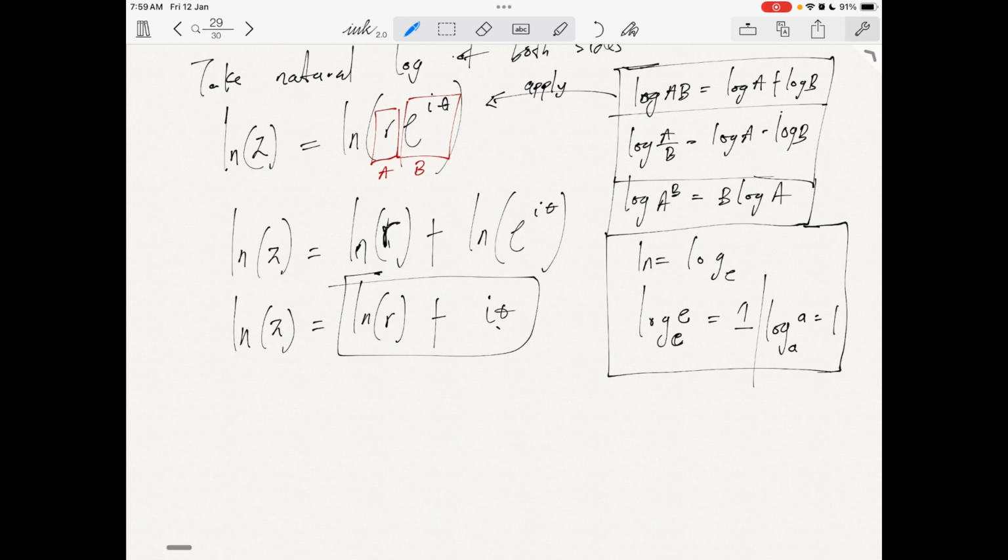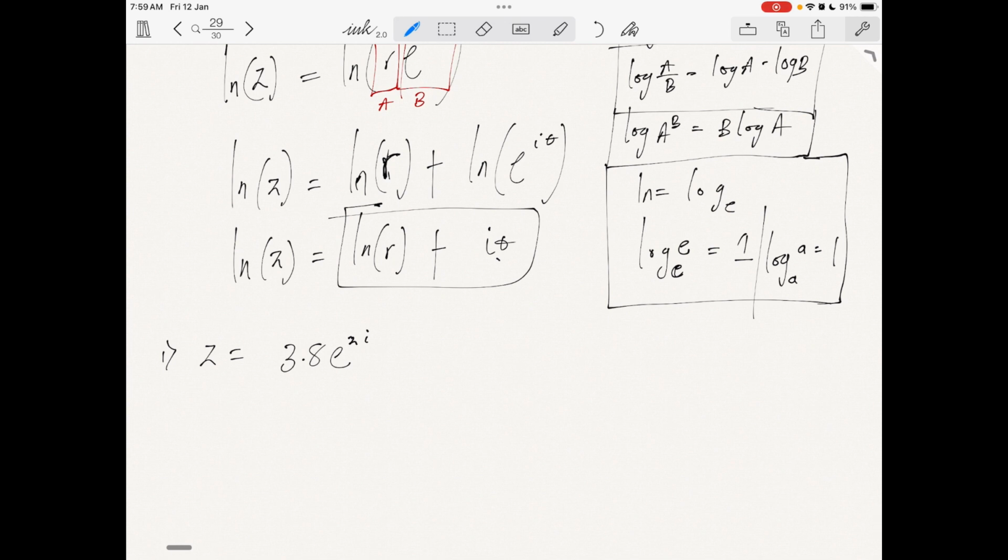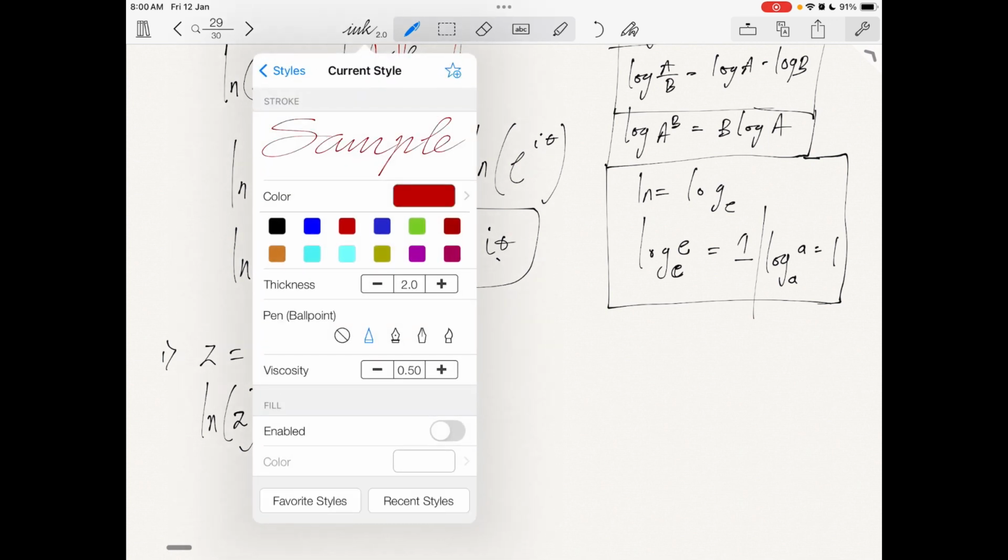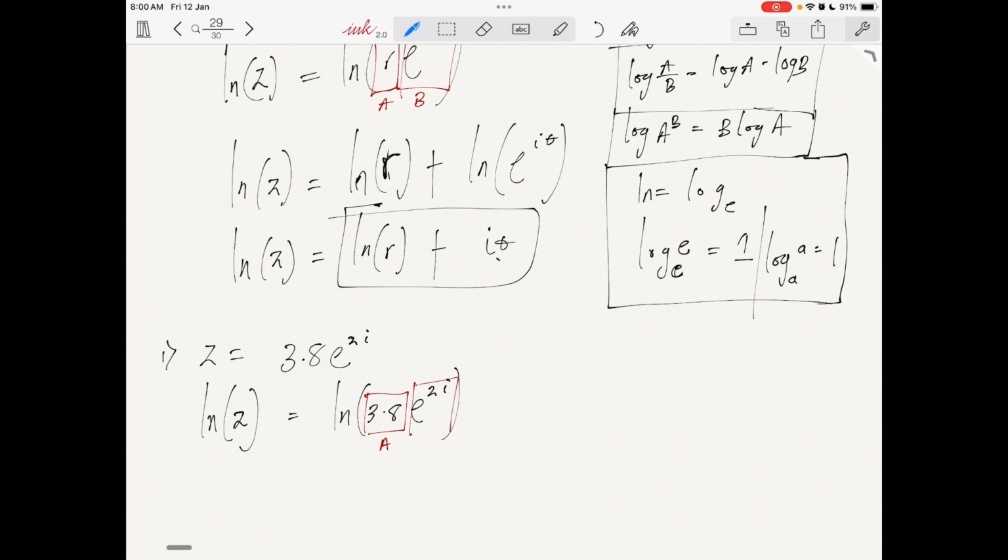So let's take a question for more understanding. Given that z is equal to 3.8 exponential 2i. Now, to take the logarithm of this complex number, we take natural logarithm. So we are evaluating ln z. We take natural logarithm of both sides. So this will give us ln 3.8 exponential 2i. As we have explained before, this will be our a, and this will be our b.